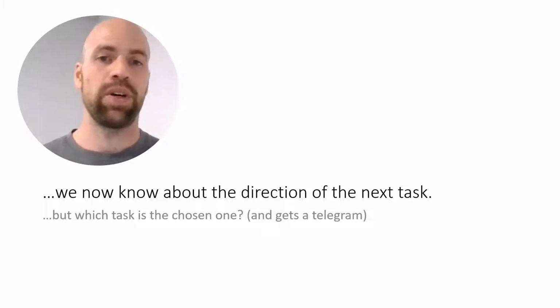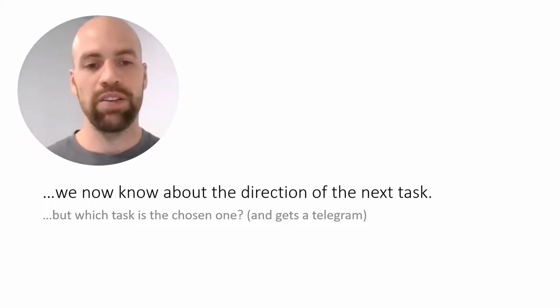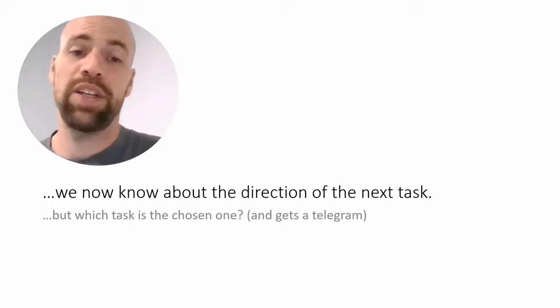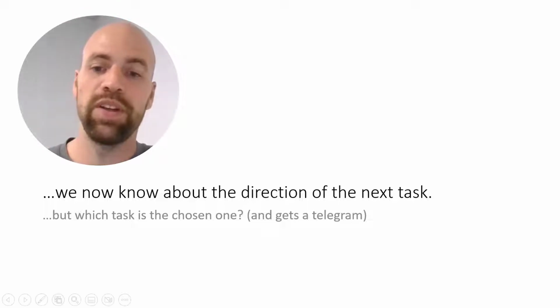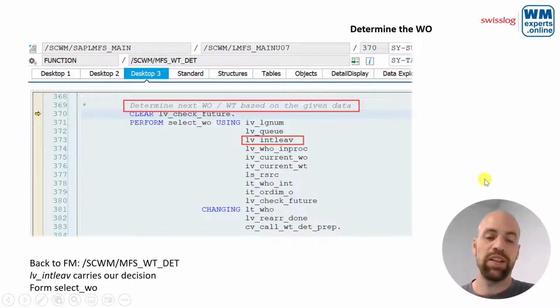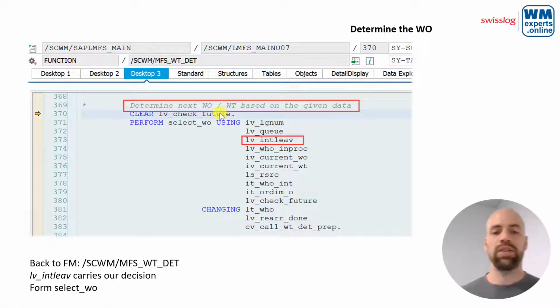The last remaining step in this function module is to figure out which task is the chosen one. So we know the direction, but we don't have the actual task yet. Which is the one that gets a telegram and is processed by the subsystem in the following step? This is done, again called from MFS_WT_det, in subroutine select WO. This subroutine selects the next warehouse order to be processed. Within the subroutine there are many BAdIs where you can implement your own logic, but we will look at the pure standard now.